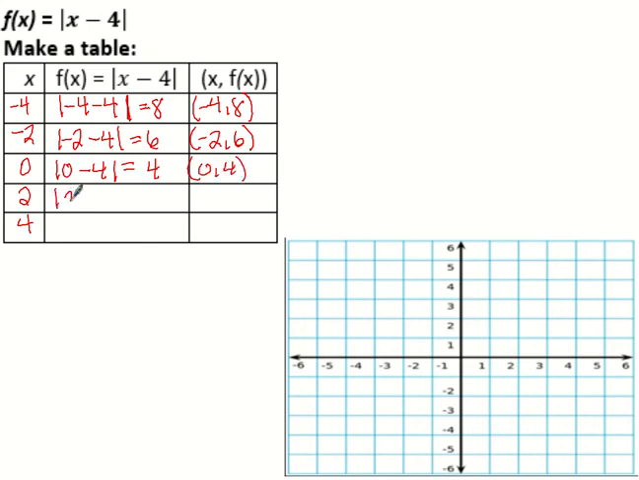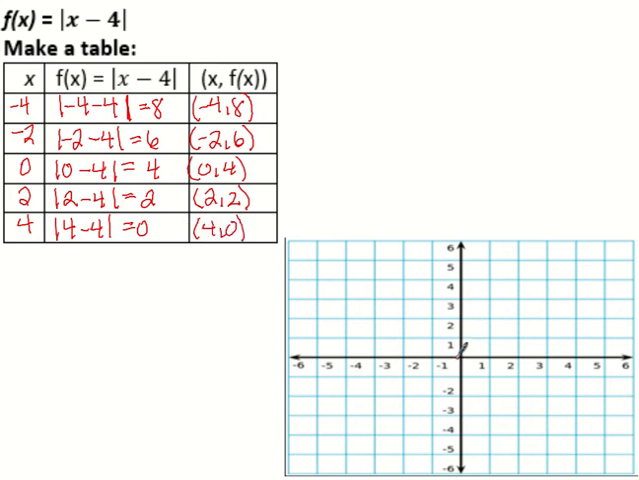And then 2 minus 4 is -2, and then I actually get 2. Now, notice this. This is not the exact same anymore. So we cannot just find the negatives and pop them into the positives, because when I plug in 2, I actually get 2, not 6. And then the last one, 4 minus 4 is 0. Absolute value of 0 is 0. And so I actually get 4, 0.